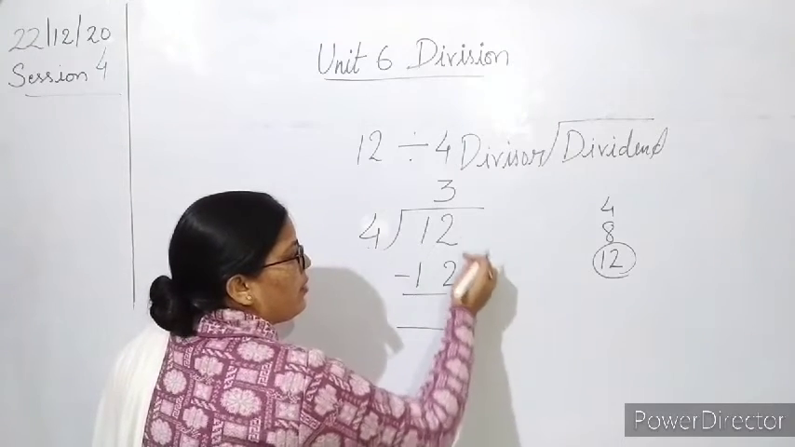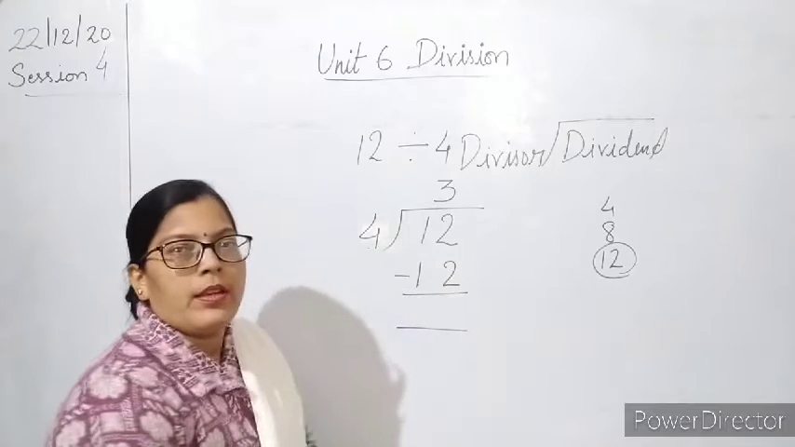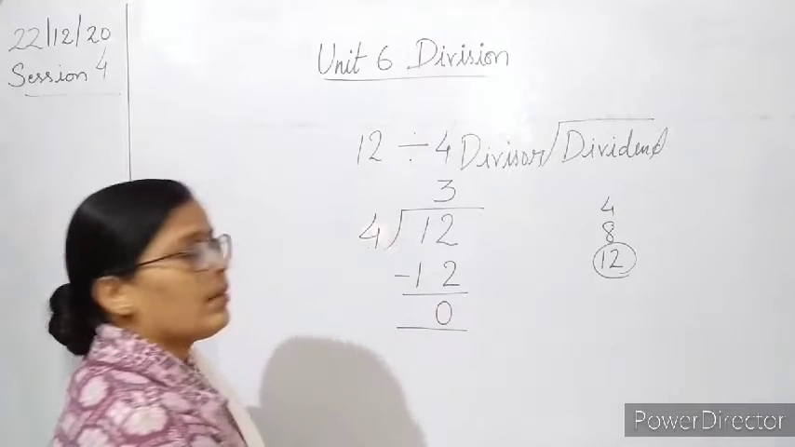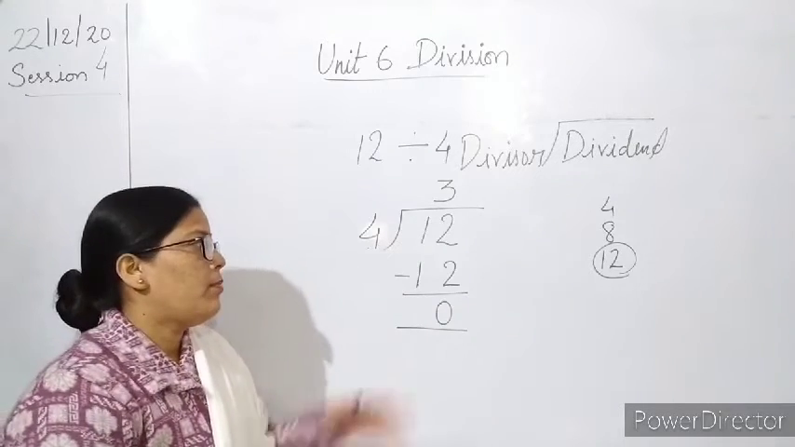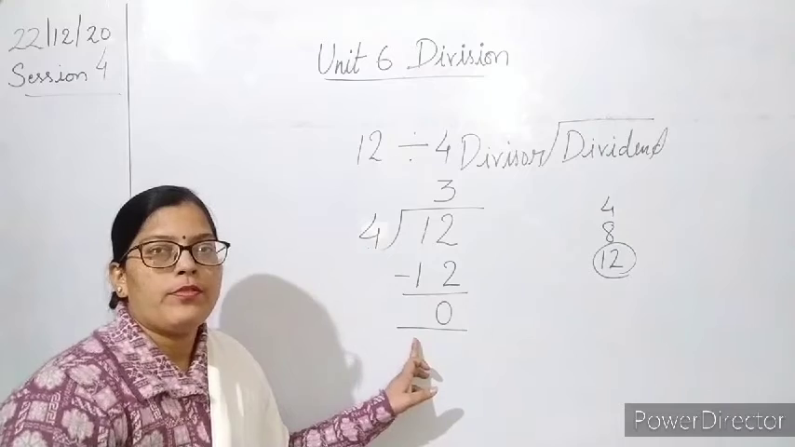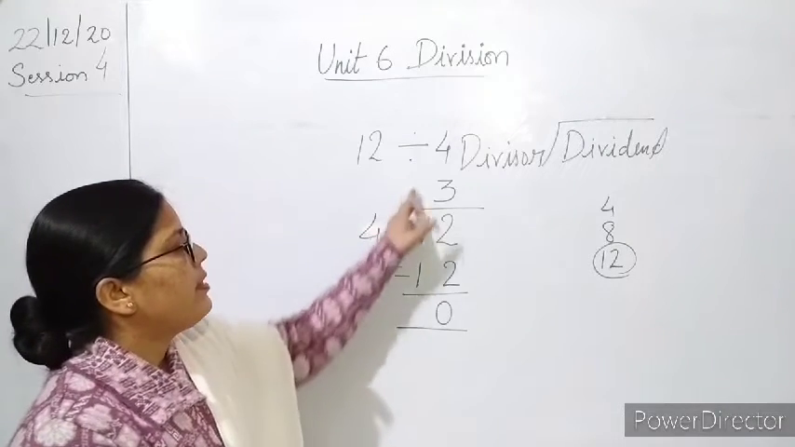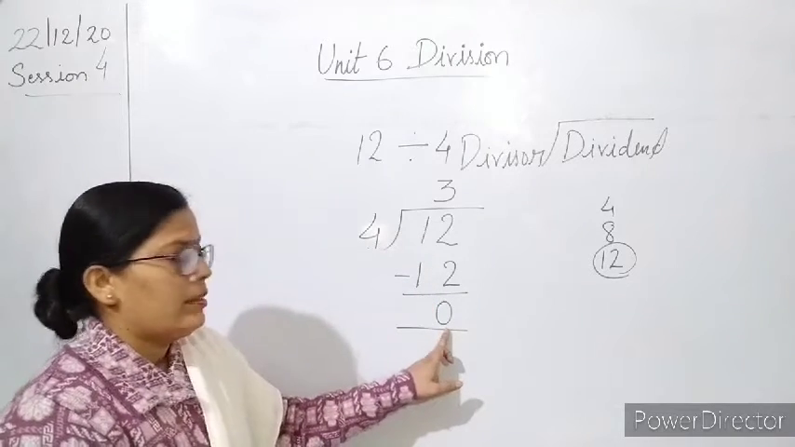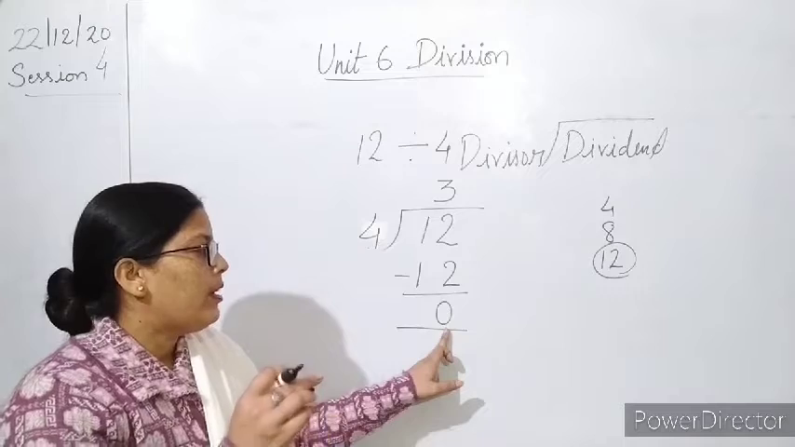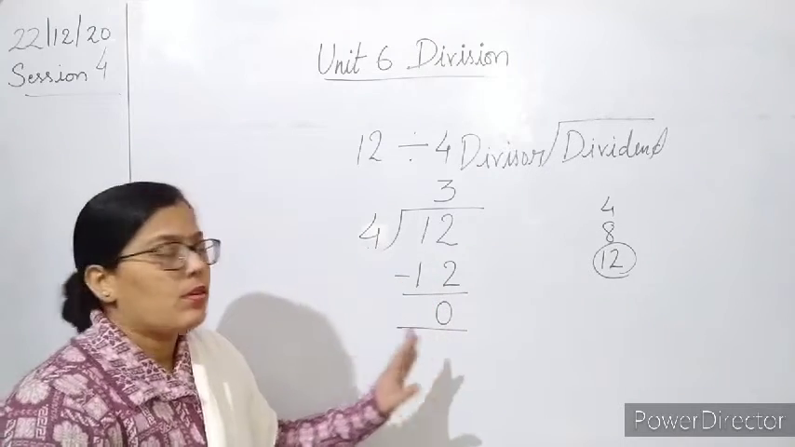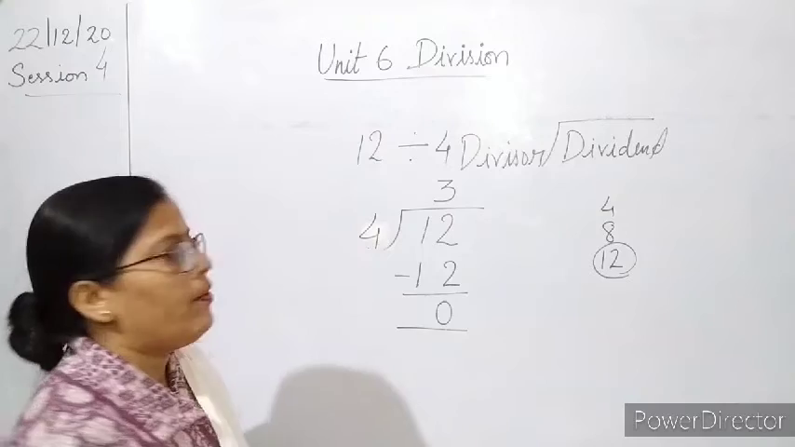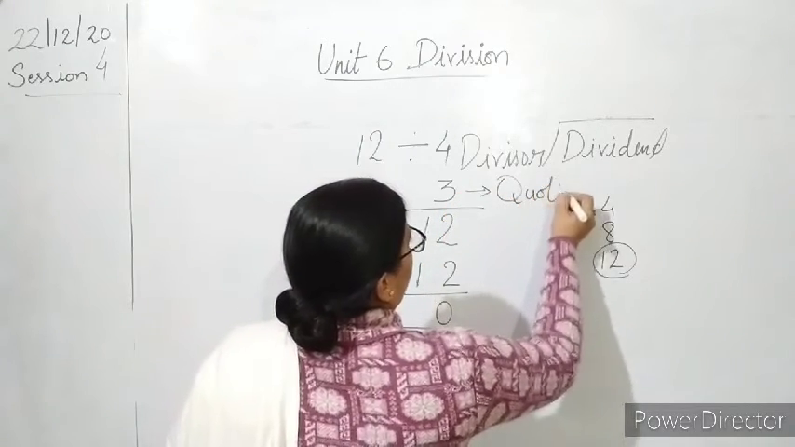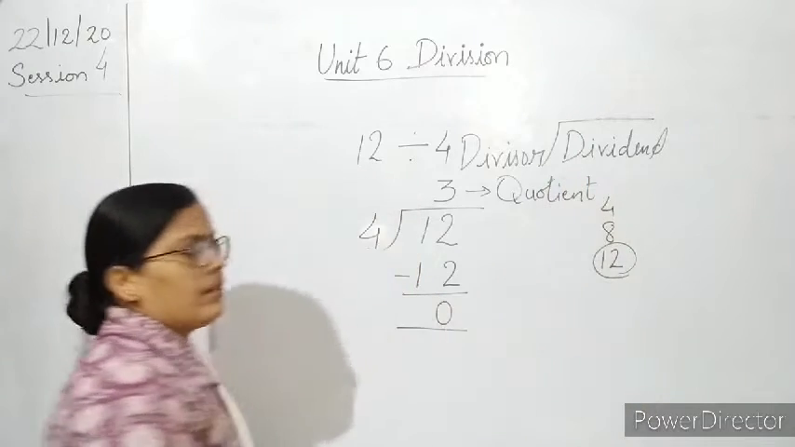Now 12 minus 12, 2 minus 2, 1 minus 1. Okay. 12 minus 12, what will be the answer? 0. When we subtract a number from the number itself, the answer is 0. Property of subtraction, right? So 4 threes are 12. We subtract this 12 from the dividend and this is the difference. 12 minus 12 is 0. So our answer is what? Our answer is 3, the quotient.